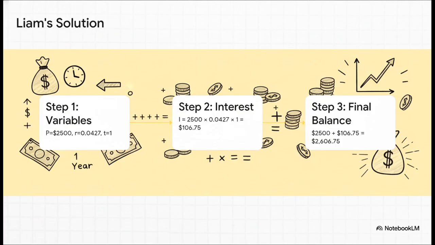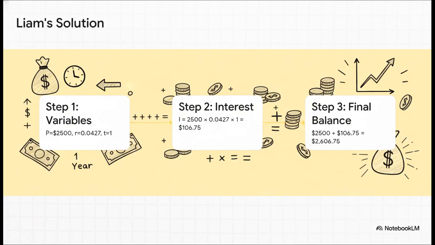Just move the decimal point 2 spots to the left, which gives us 0.0427. And the time, T, is easy. It's just 1 year. Okay, step 2. Plug it all into I equals PRT. We multiply 2,500 times 0.0427 times 1, and that gives us an interest of $106.75.